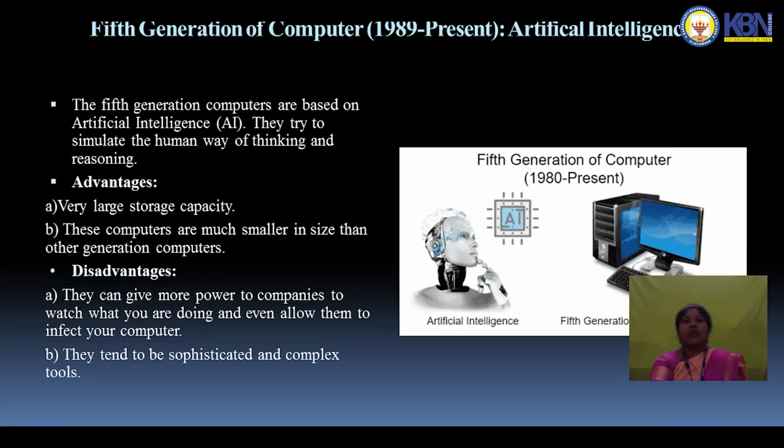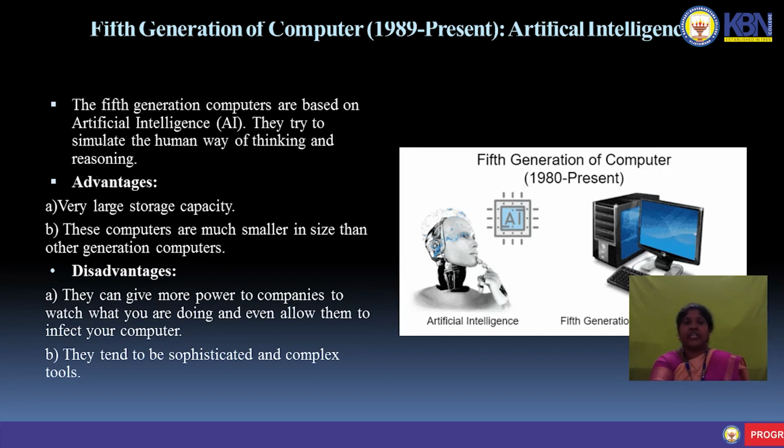See here, very large storage capacity. These are the advantages. The first one is the very large storage capacity, and these computers are much smaller in size than other generation computers. Compared to the last 4 generations, the size is very small. We call it micro size, okay.